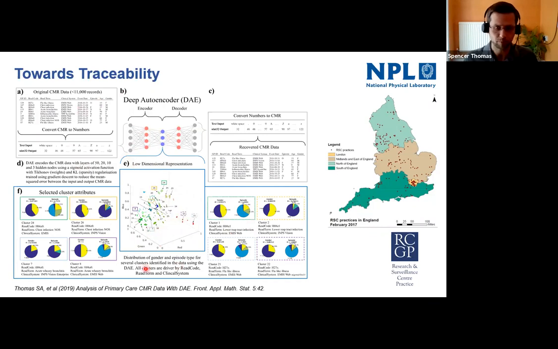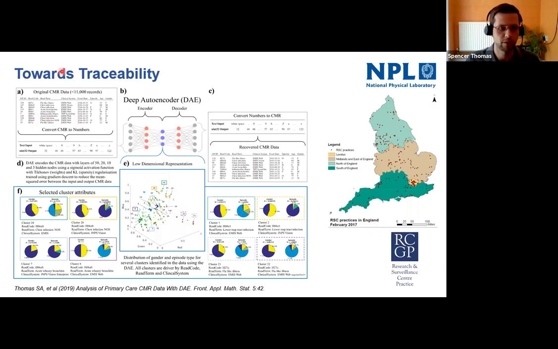So here we took some medical records. This is from the Royal College of General Practitioners Research and Surveillance Centre. They've got practices all around the UK who send their medical records to this centre, and these contain lots of anonymized information.